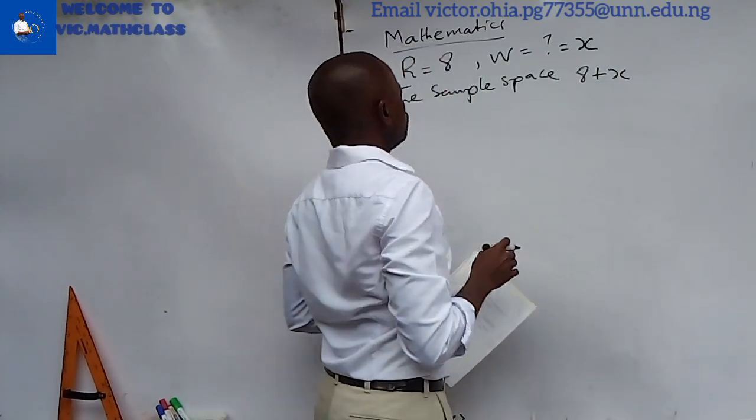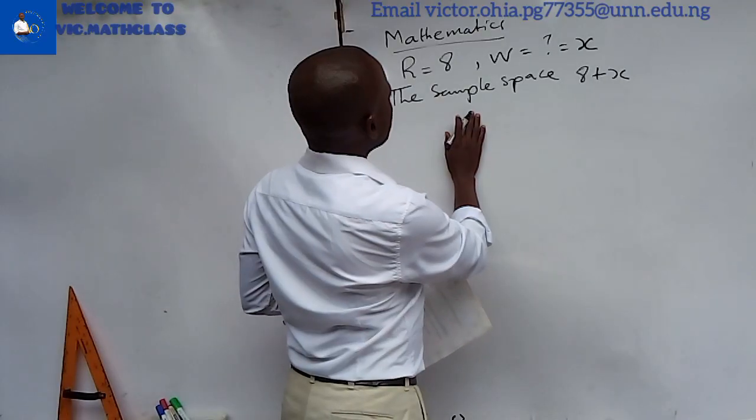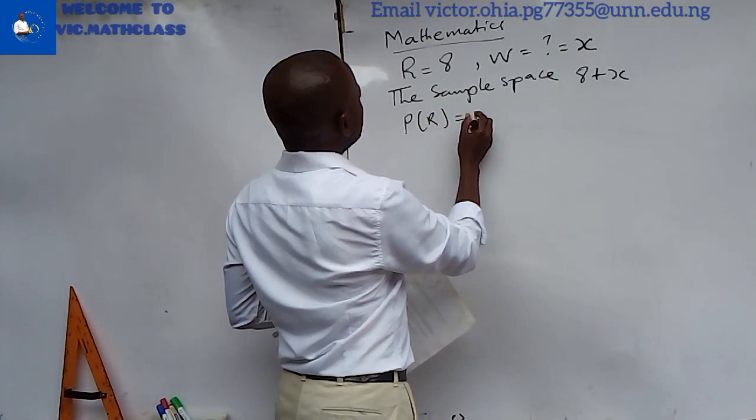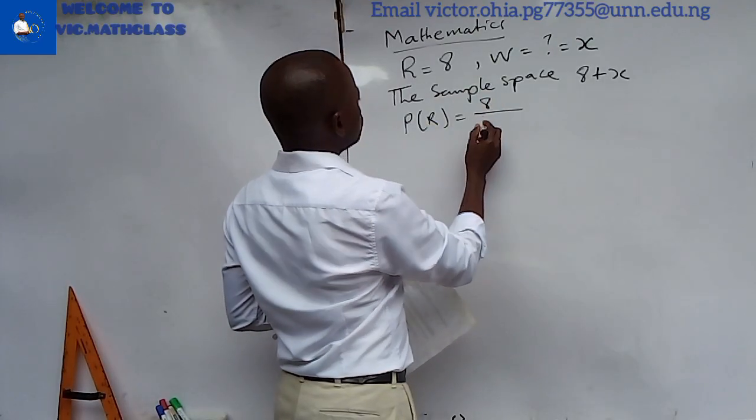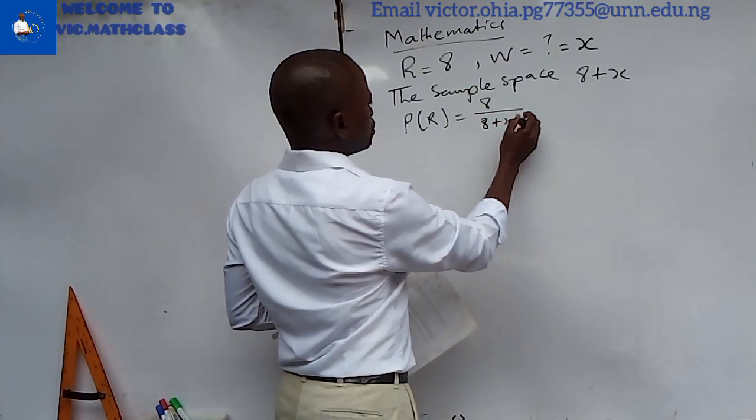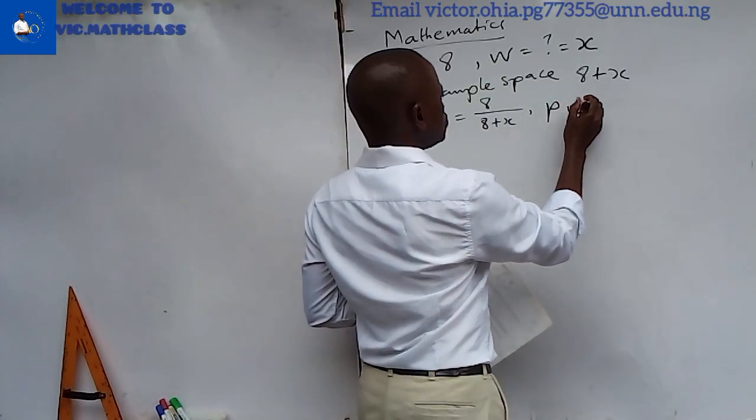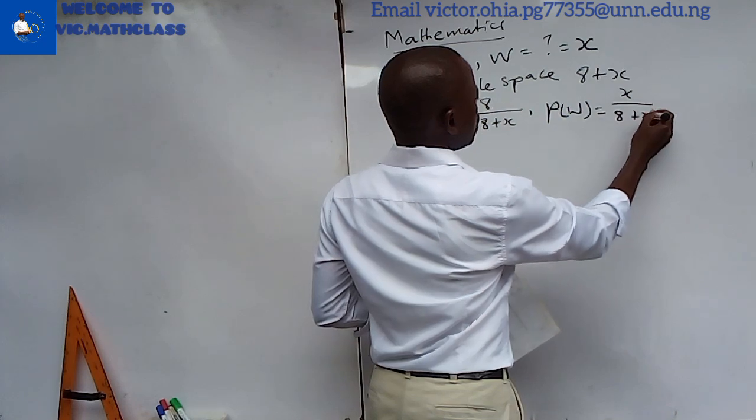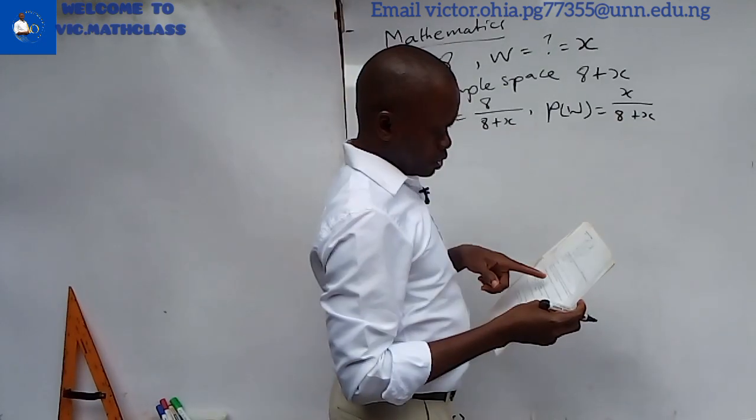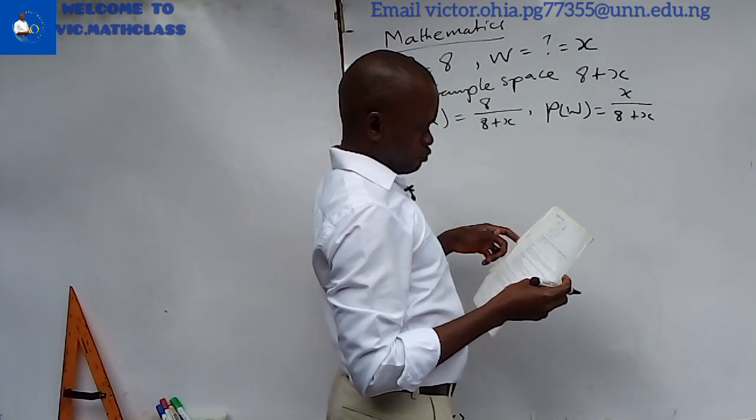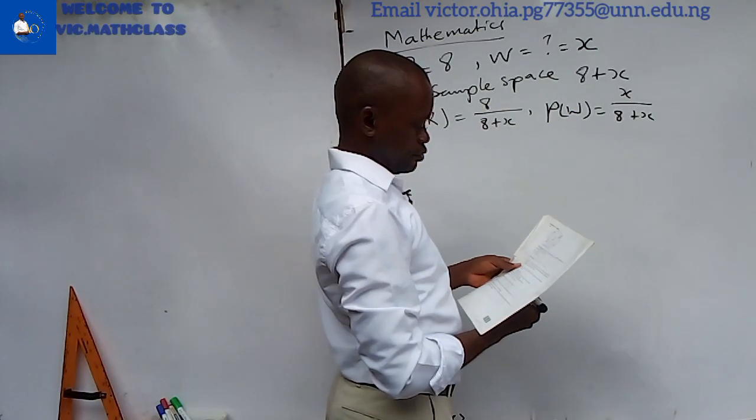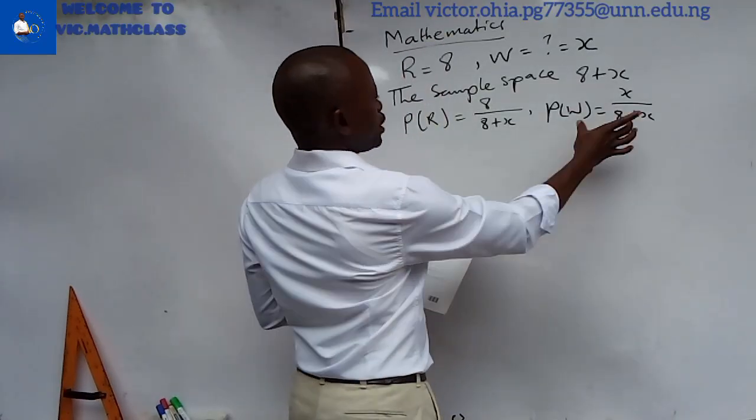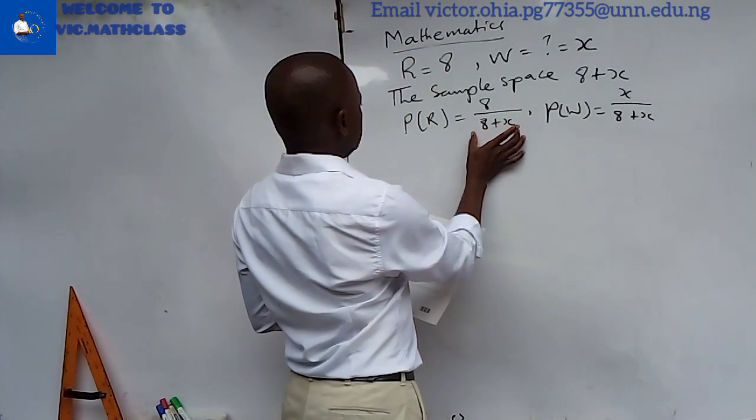Obviously, if you follow this now, you realize that the probability of red, P of red, will be 8 over the sample space, 8 plus X, and the probability of white will be X over 8 plus X. But there is something that they gave us here. They say that the probability of white is half the probability of drawing a red ball, so this probability is half this.